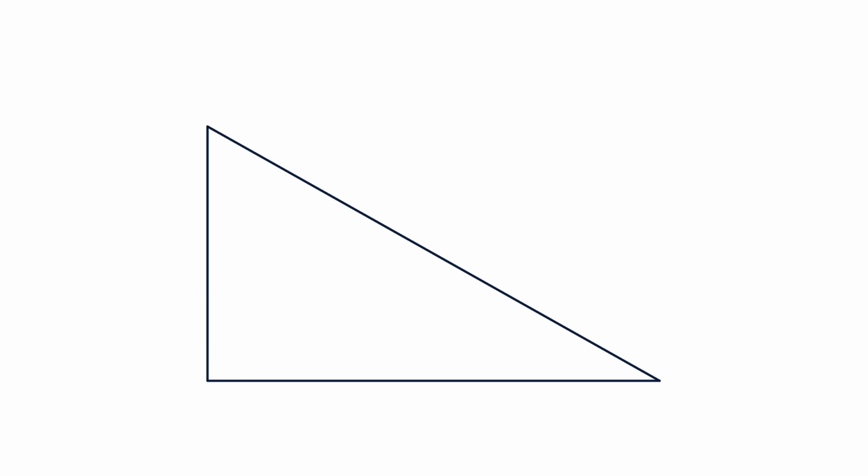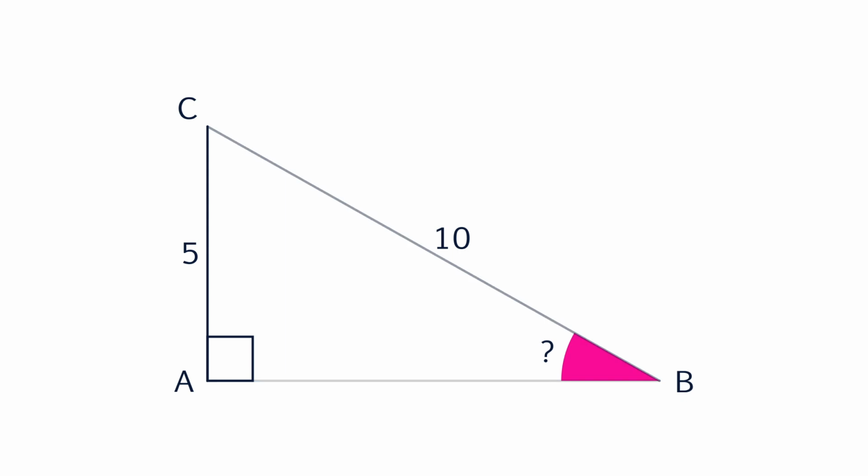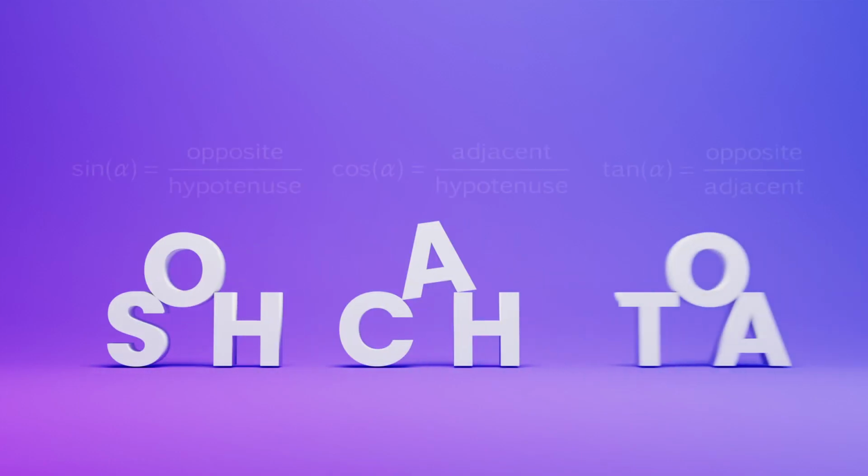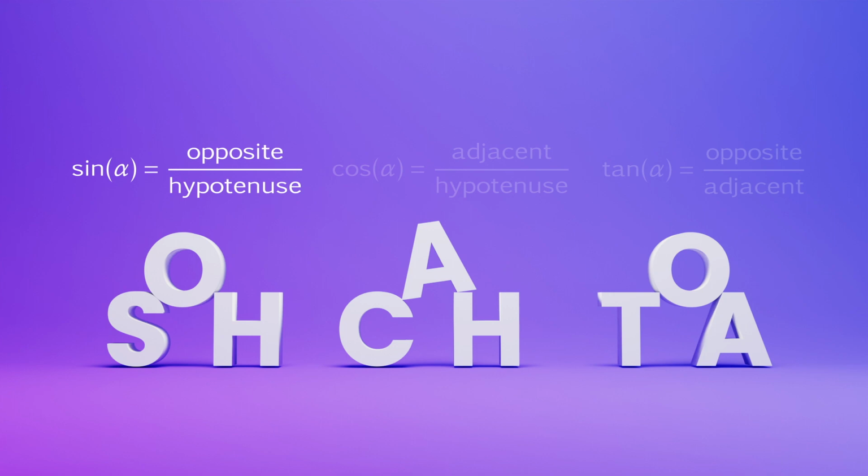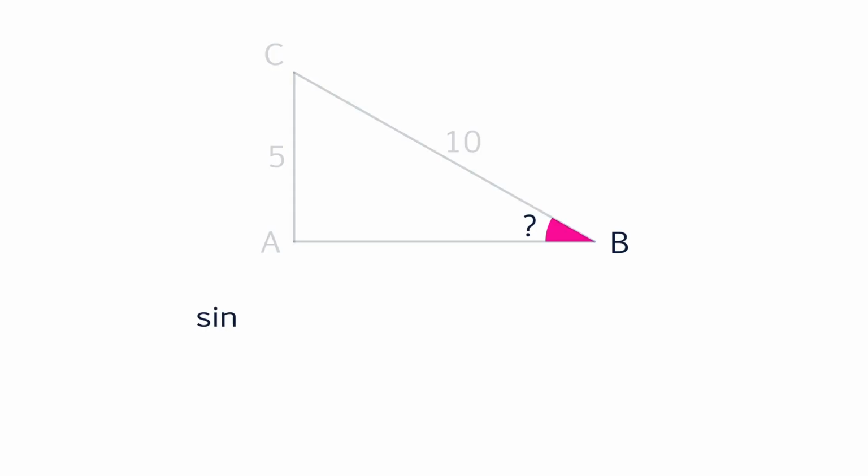Say you have a right triangle where A is a right angle, AC has length 5, and BC equals 10. You want to find the size of angle B. You have the length of the opposite side, O, and the hypotenuse, H. SOHCAHTOA tells you that you need the sine formula. Sine of angle B equals AC over BC.